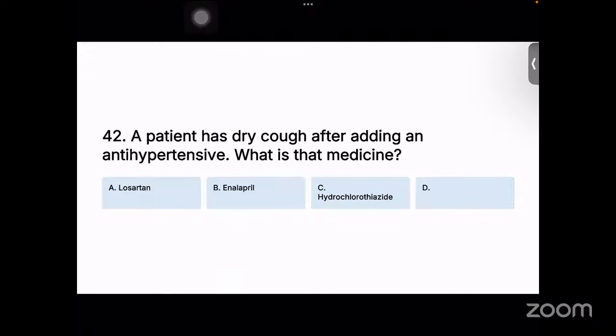Next, we have question number 42. A patient with a dry cough after adding an antihypertensive. What is that medicine? Typical one. What is that? Enalapril. ACE inhibitors cause cough, severe cough. So what is the management of this patient? Shift the drug from what to what? ACEIs to ARBs. So the ideal choice of a new drug is losartan in this case. Okay, ACE inhibitors produce a cough.